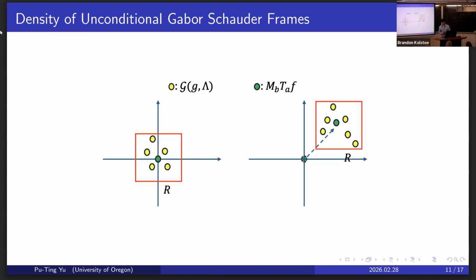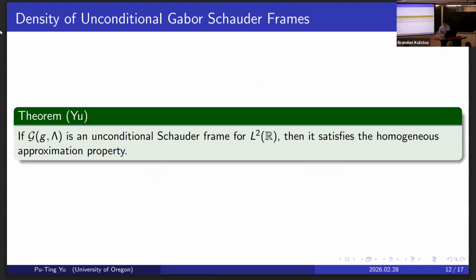So this motivates me to think about the following question. If we have a Gabor unconditional Schauder frame, does it satisfy this homogeneous approximation property? If it does satisfy this property, then I can show the lower bound has to be 1. And surprisingly, if you have a Gabor unconditional Schauder frame, it does satisfy the homogeneous approximation property. So this leads us to the lower Beurling density having to be greater than or equal to 1. So this is the idea.